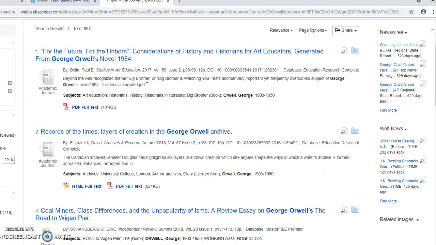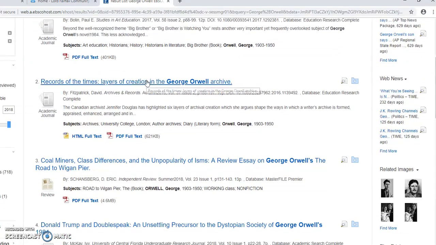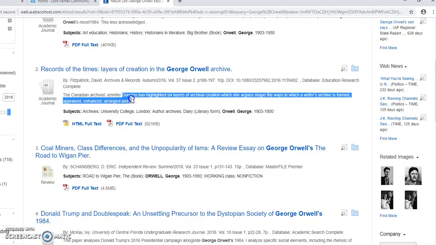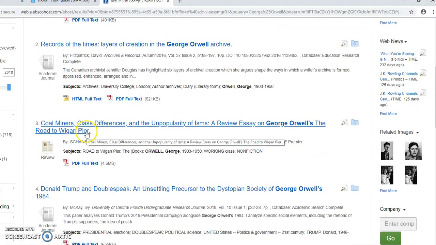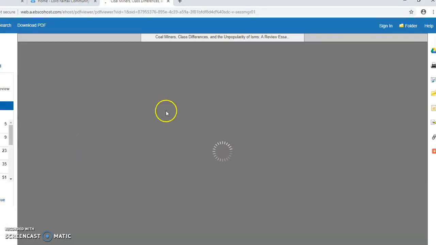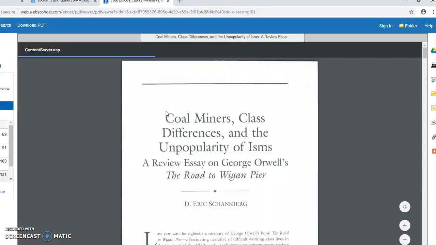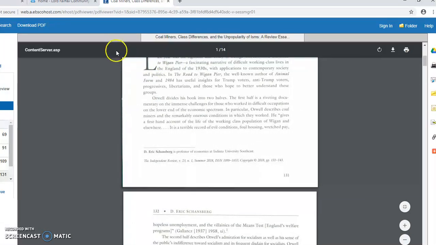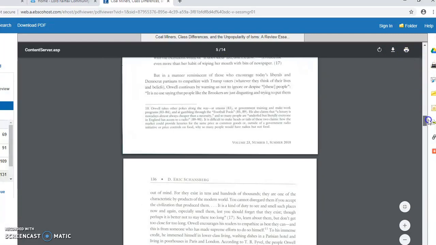Okay, I selected this article in the full PDF because it was on The Road to Wigan Pier, which was a story I had not read by George Orwell, but it was one that would be interesting to look at. So, it's 14 pages long. The first thing I do is go and look at the conclusion.